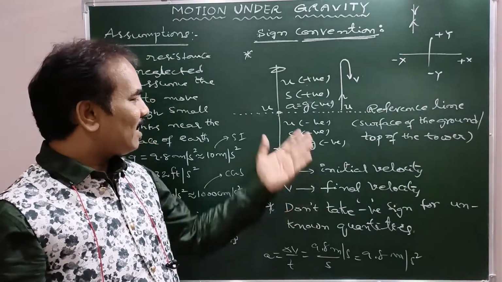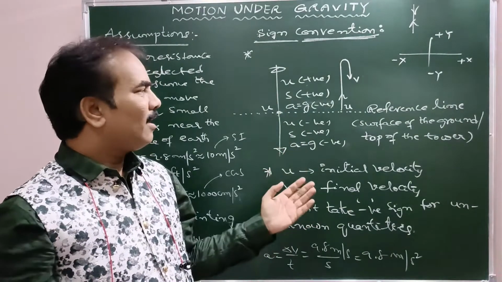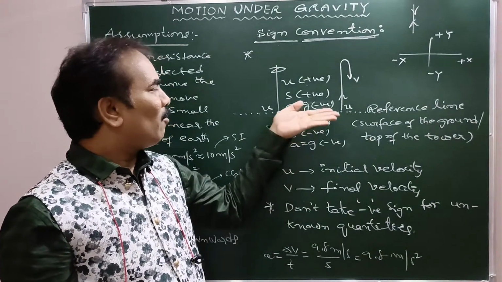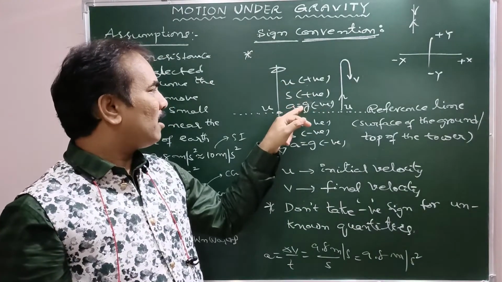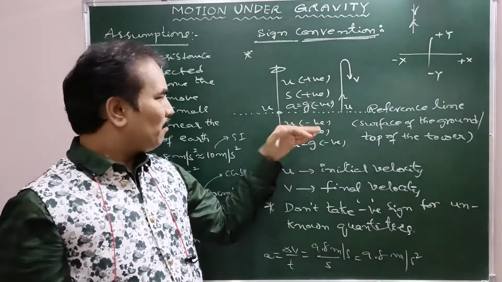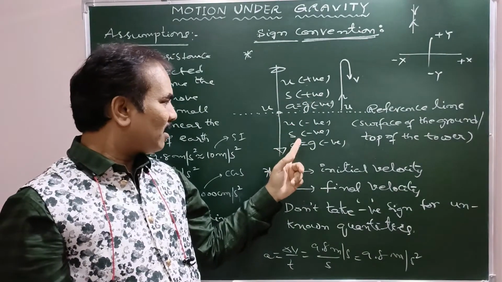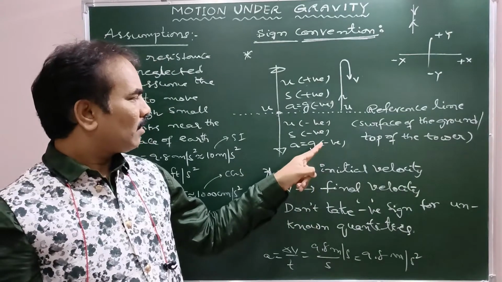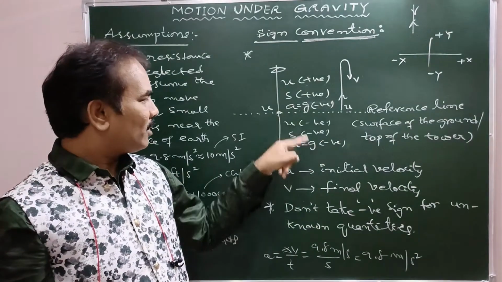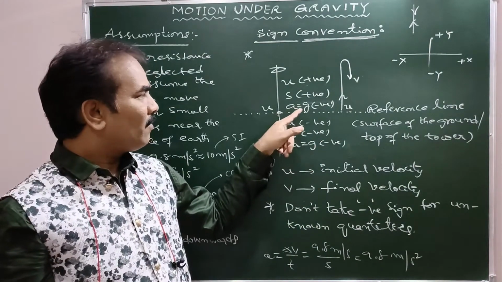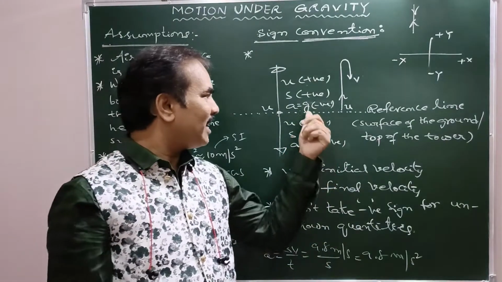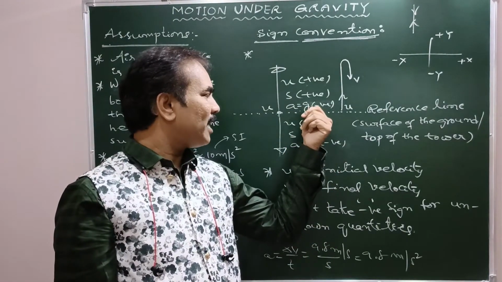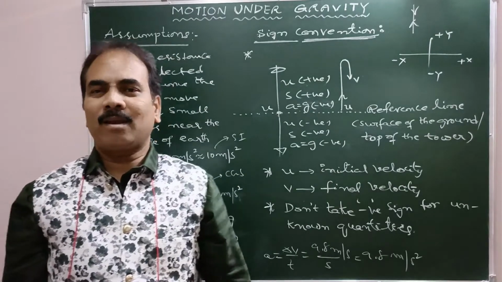So this is the sign convention. Above the axis, all quantities are positive except g. Below the axis, all quantities are negative, including g also. One common point in both cases: which quantity is negative? g is negative in both cases.